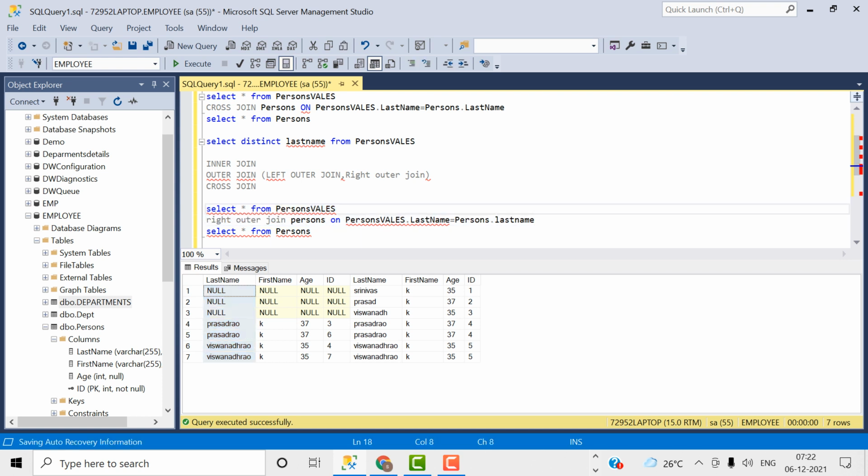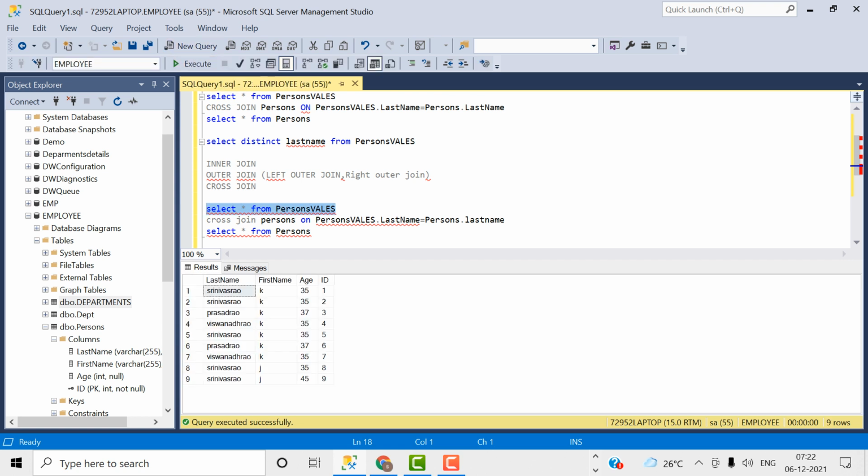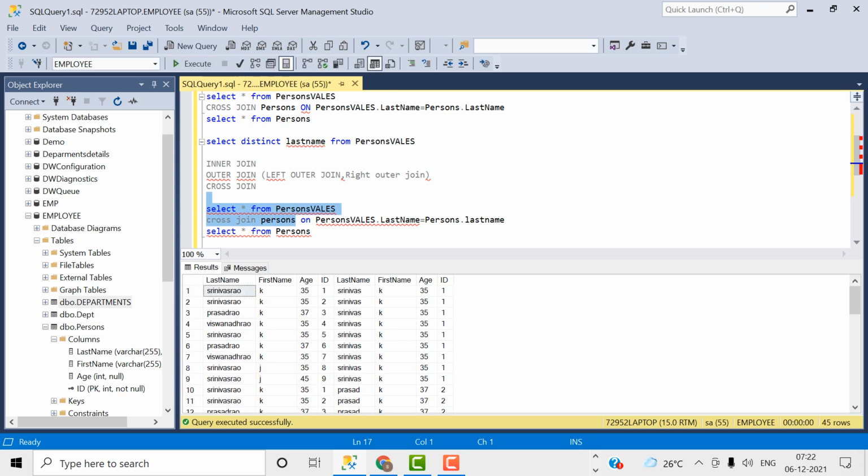If you work with the cross join, it gives the Cartesian product of the two tables. The first table has 9 records, the second table has 5 records. If you use the cross join, the Cartesian product of both tables, 45 records will come. Total 45 records. This is the difference between inner join, outer join and cross join.